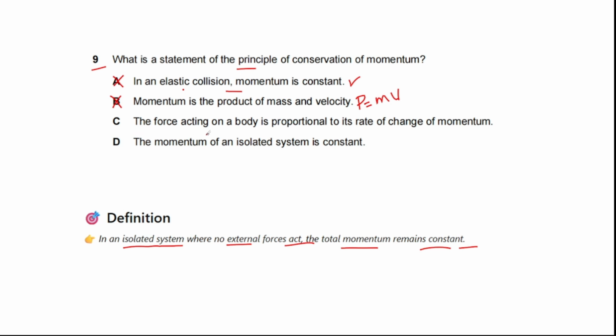Option C, the force acting on the body is proportional to the rate of change of momentum. This is basically the second law of motion, that is not conservation of momentum. But option D, the momentum of an isolated system is constant. This is basically the correct answer.